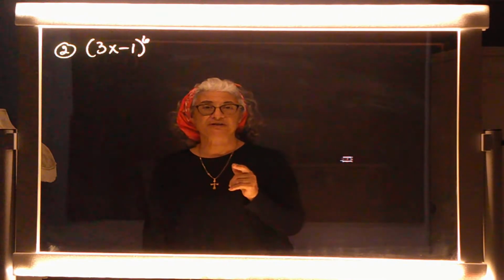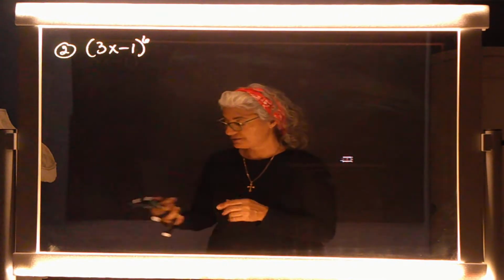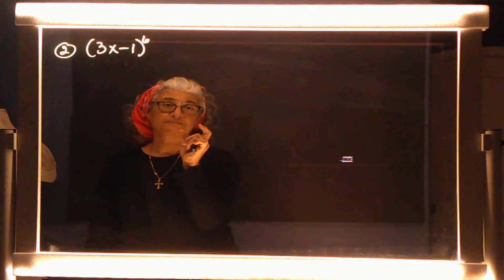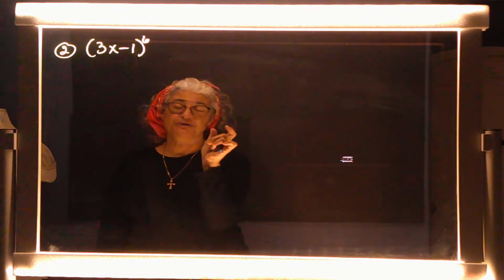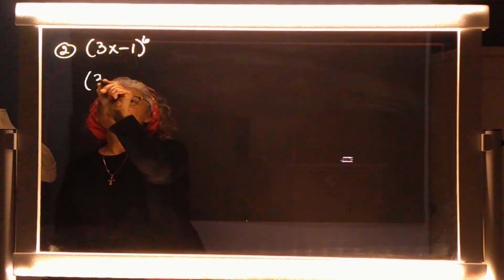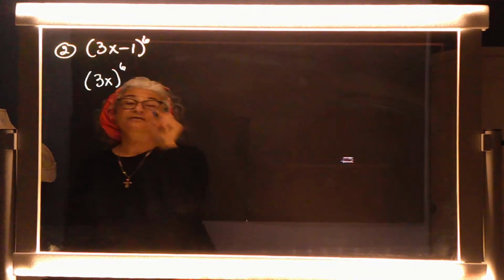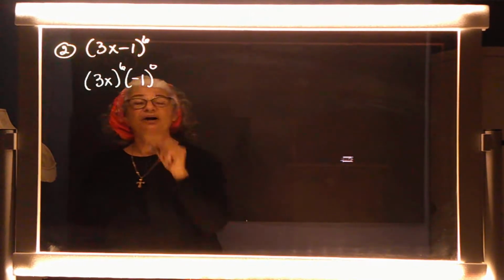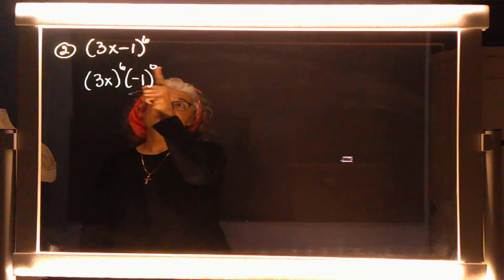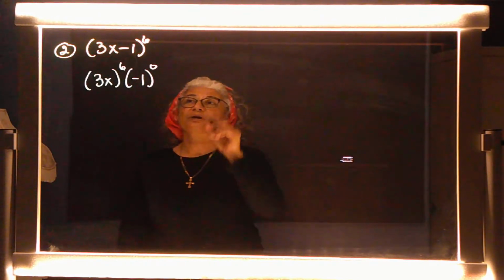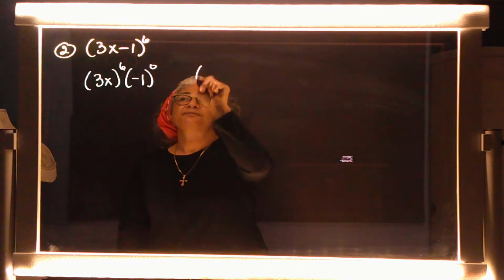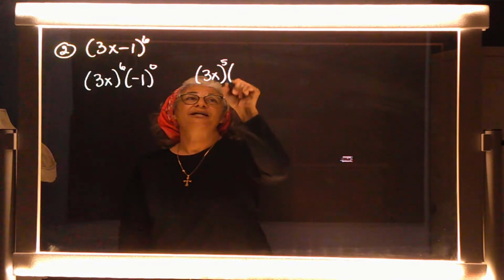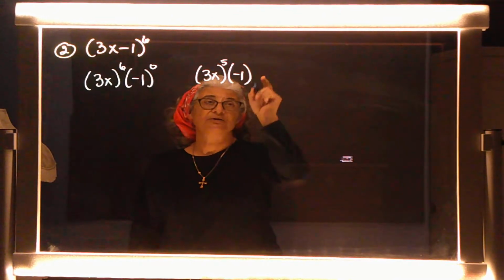So remember, first things first, you establish the terms, right? So 3x is my first variable. -1 is my second variable. So I'm going to start with 3x to the power of 6, correct? And that second variable is at a 0 power. So, because we know 6 plus 0 is 6, right? Okay. The next term has 3x to the power of 5 and -1 to the power of 1.